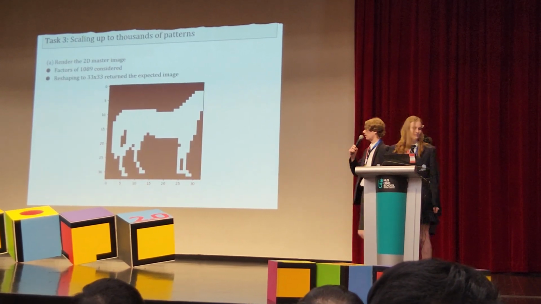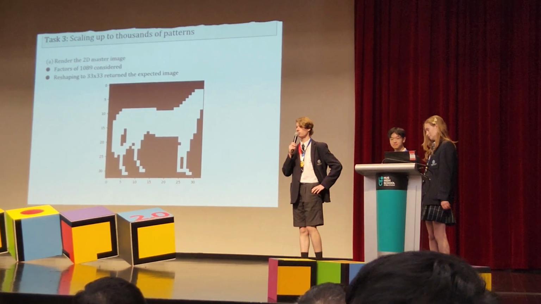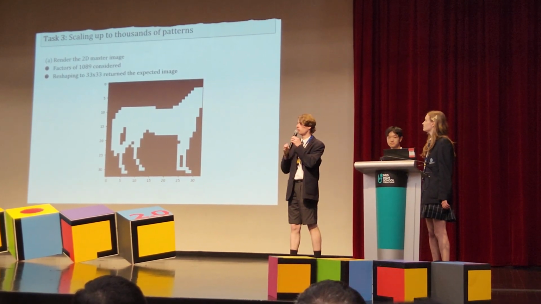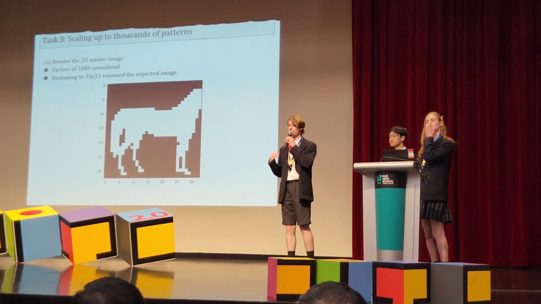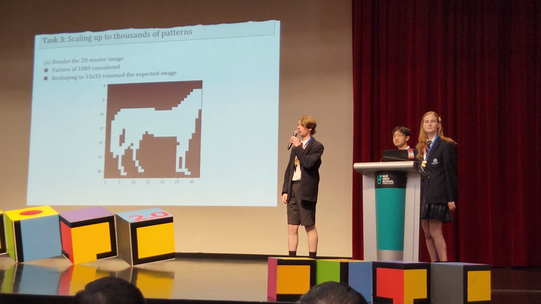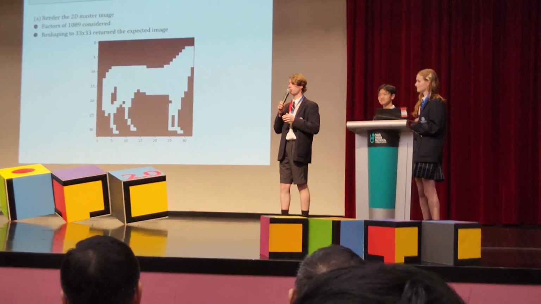Okay, so task 3a was very similar. However, we were given a flattened matrix and we didn't know the dimensions of this one. But we knew its length was 1089. So you can consider the factor pairs of 1089. And we found that the 33 by 33 square matrix was the only one that returned a sensible image, as we've shown here.